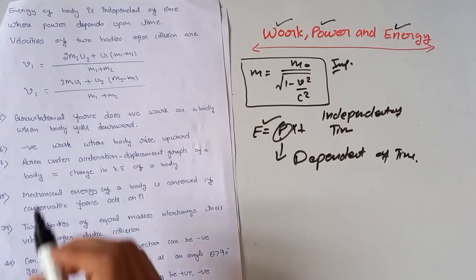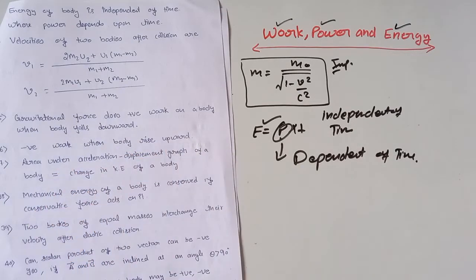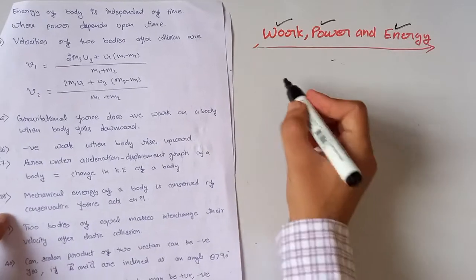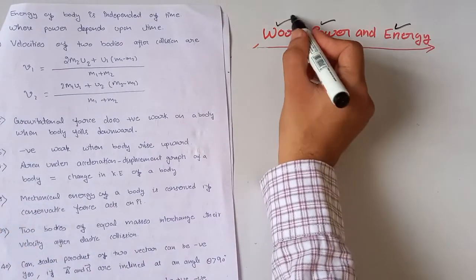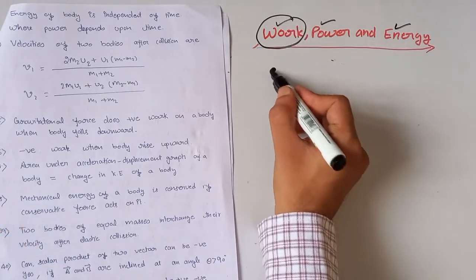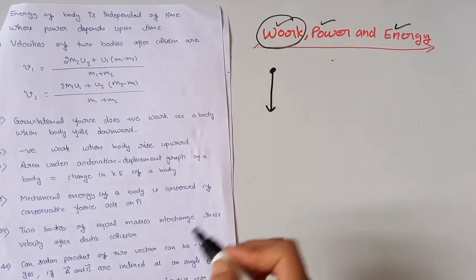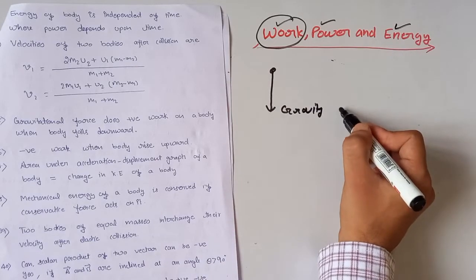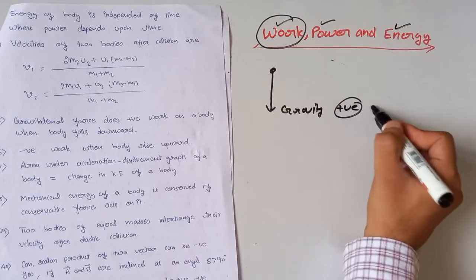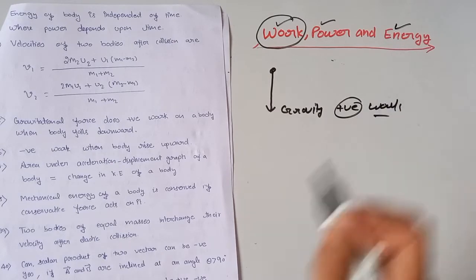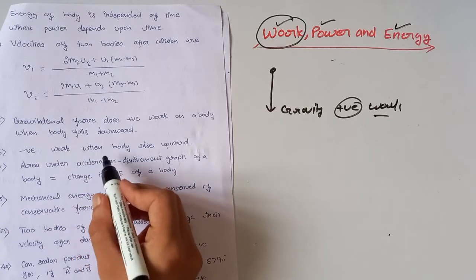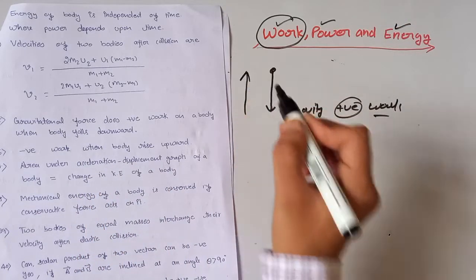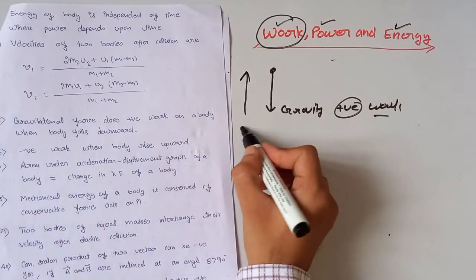Our next key point is gravitational force does positive work on a body when the body falls downward. As we discussed earlier in this topic of work, when a body falls under the effect of gravity, the gravity does positive work here. And negative work is done when the body rises upward. When we throw an object vertically upward, there is negative work done.